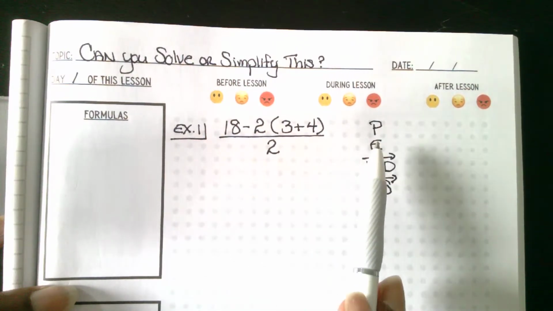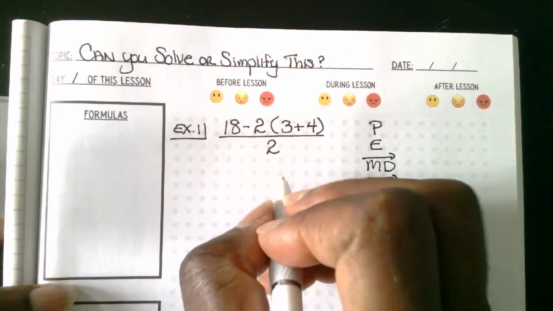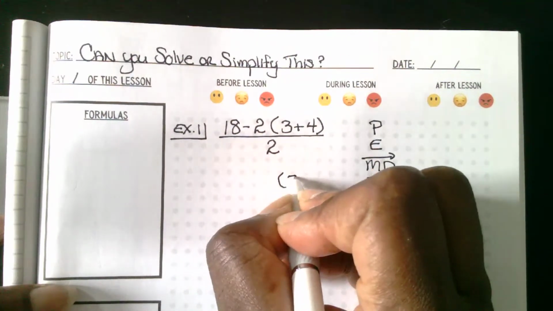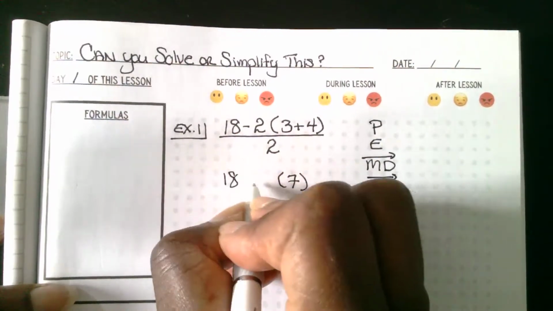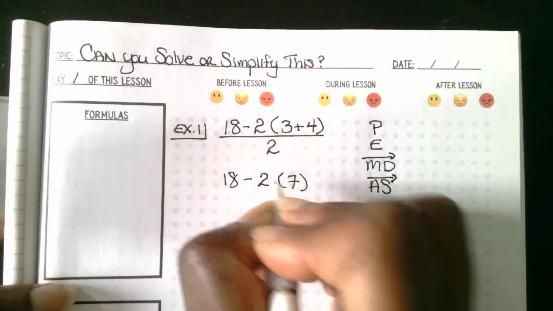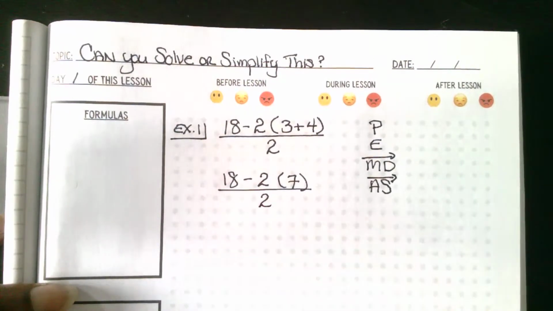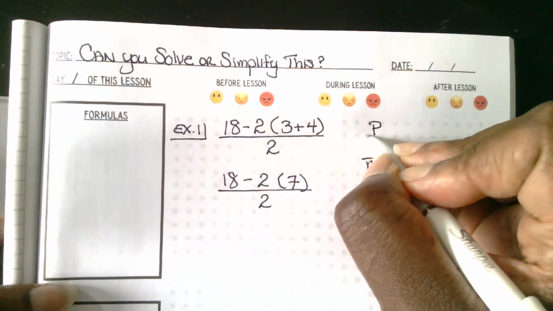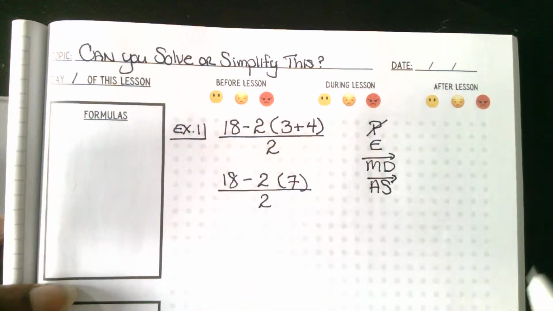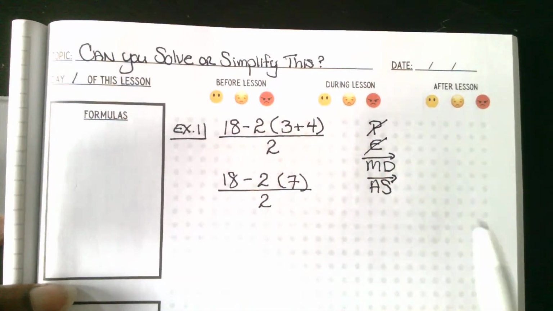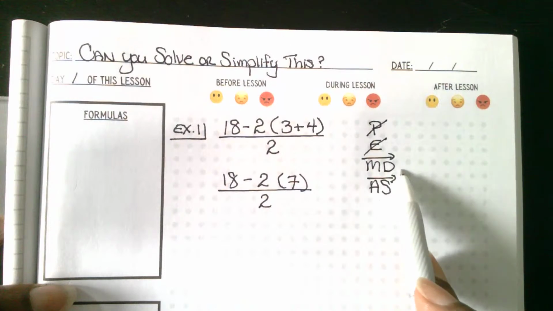So first thing, we want to work on our parentheses. So we have 3 plus 4. So 3 plus 4, that will give us our 7. And then everything else is going to come on down. I like to take things step by step so you actually see where everything is coming from. So we're done with the parentheses. I noticed that we do not have any exponents anywhere, so we can move on.